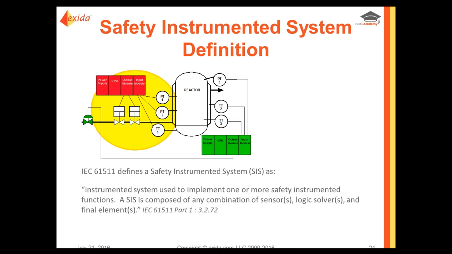IEC 61511 defines a safety instrumented system as an instrumented system used to implement one or more safety instrumented functions. A safety instrumented system is composed of any combination of sensors, logic solvers, and final elements. So there are no restrictions as to what type of technology is used or the size of the system. A safety instrumented system could comprise a single function, but often they have anything from a handful to several hundred functions depending on the application.